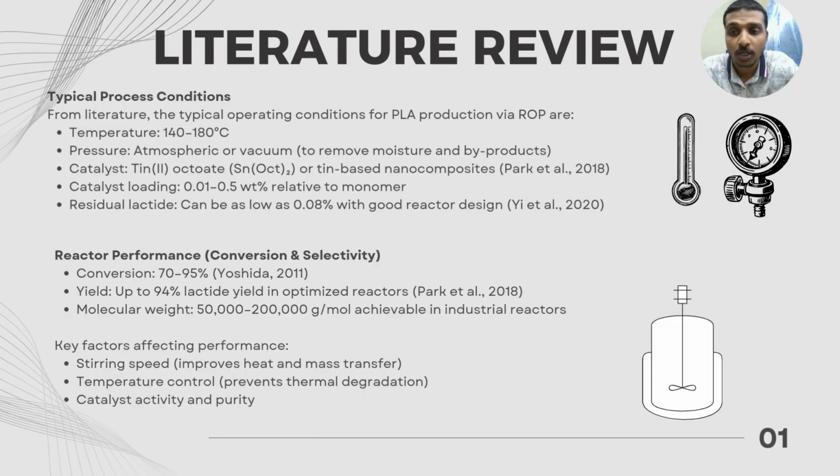Next are the typical process conditions of producing PLA via ROP. The first is temperature, around an estimated 140 to 180 degrees Celsius, and pressure is atmospheric or vacuum. The catalyst used is tin octoate or nanocomposites. The conversion rates are 70 to 95%. The molecular weight is estimated at 5,000 to 200,000 grams per mole, achievable in industrial reactors. Here are some key factors affecting the performance, which are stirring speed, temperature control, and catalytic activity and purity.